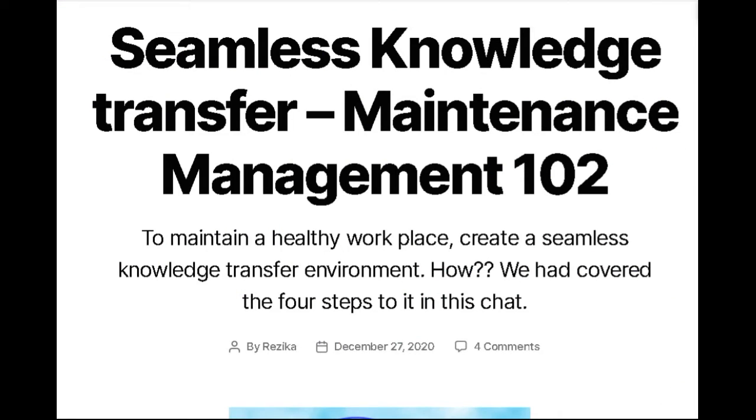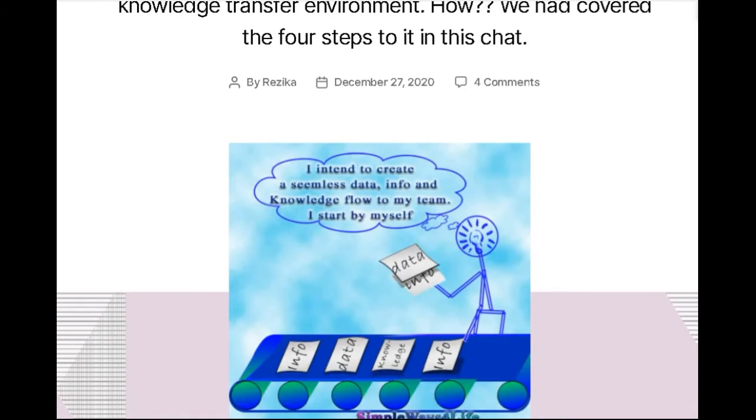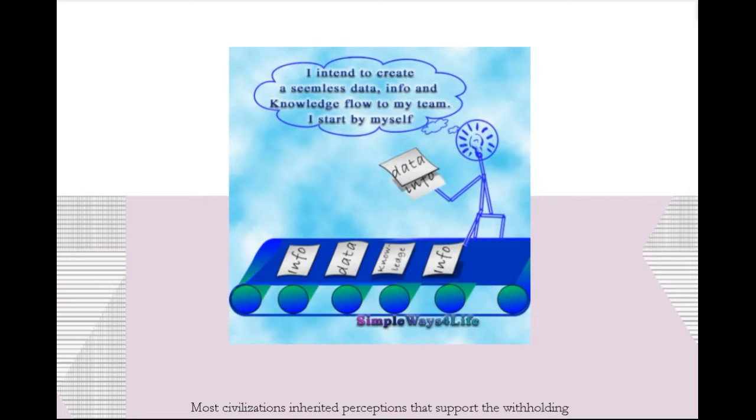We will offer you 4 steps today. If you follow them, you will be on the track to start ensuring that there is seamless knowledge transfer in your workplace. So the first thing, before these 4 steps, is that we need to make an intention: I intend to create a seamless data, info and knowledge flow to my team, and you need to start by yourself.